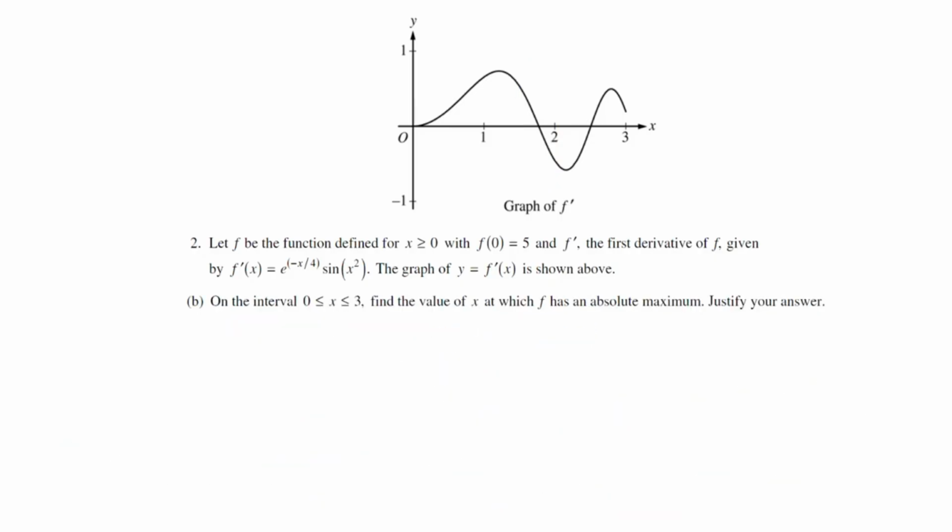In part B, it says on the interval from 0 to 3, find the value of x at which f has an absolute maximum. Well, f has an absolute maximum when f prime goes from positive to negative, right? Because then f is going from increasing to decreasing. And so we can see that that happens right here. That's the only place where it goes from positive to negative.